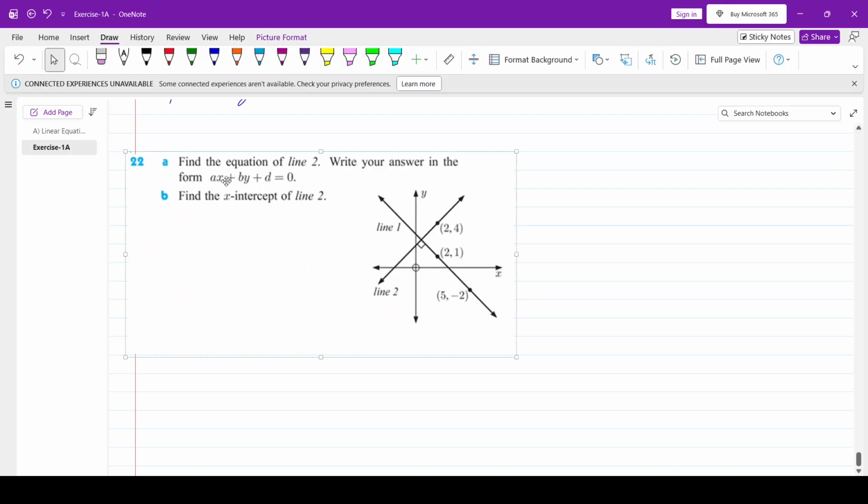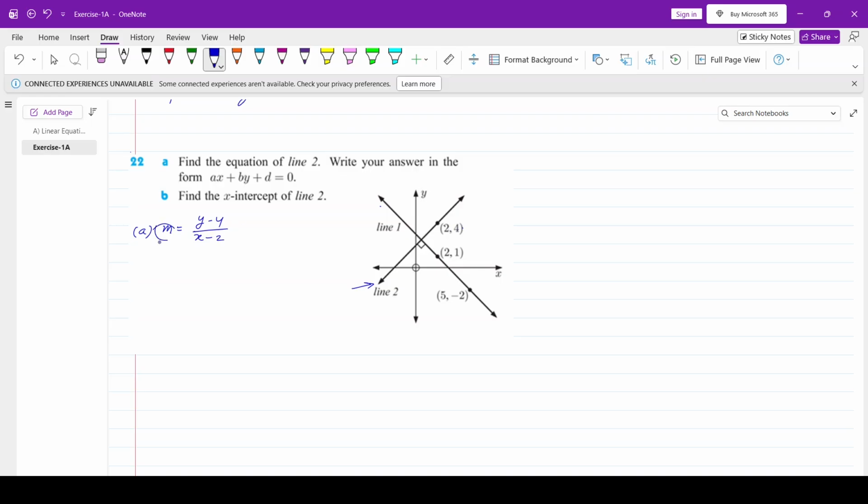Find the equation of line 2. Write your answer in the form ax plus by plus d is equal to 0. Now this is another form of general equation of line. Find the x-intercept of line 2. Find the equation of line 2. Now this is line 1, this is line 2. We have to find the equation of this line. To find the equation of this line, can we say m is equal to y minus 4 divided by x minus 2.